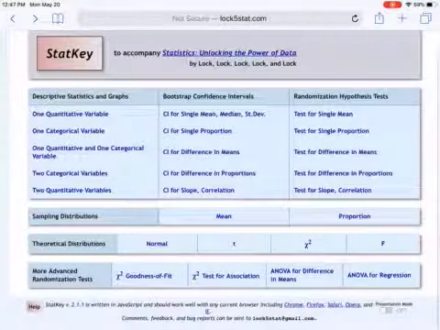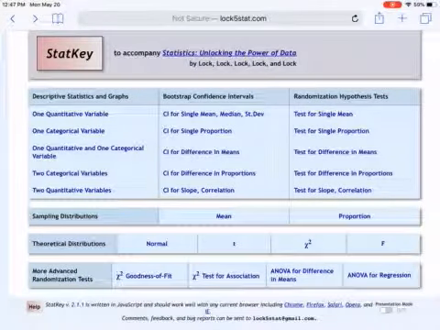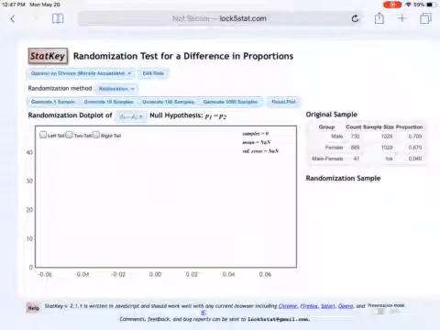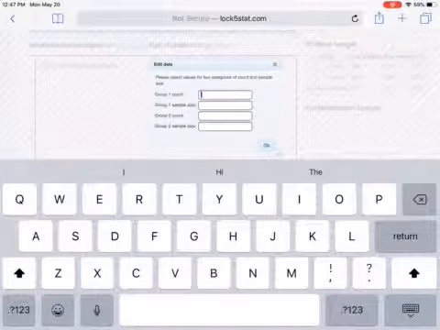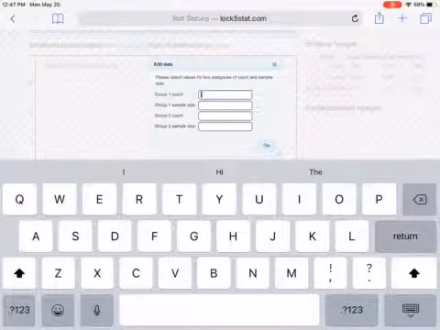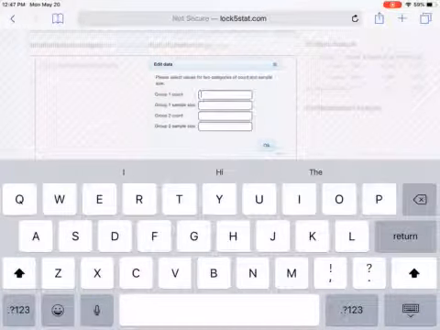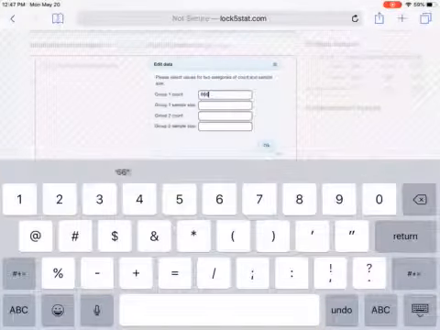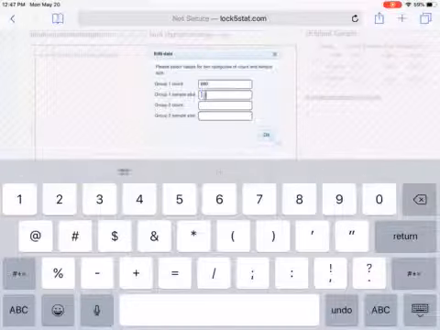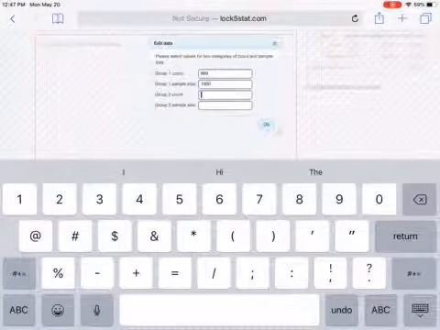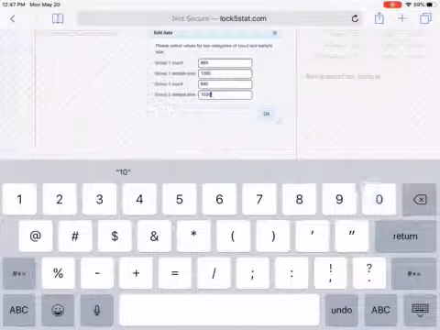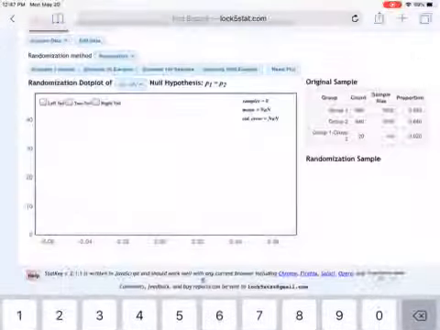So to get the p-value, we would go to StatKey. We're looking at a randomization test for a difference in proportions. And here you can enter your own data, so we can go to Edit Data. Our group 1 count would be how many people. If we have 66% or 0.66 out of 1,000, that would be 660. And then our sample size was 1,000. And then group 2, 0.64 would be 640 out of 1,000. So it wants counts here, not the proportions. So we've got to convert those to our counts.